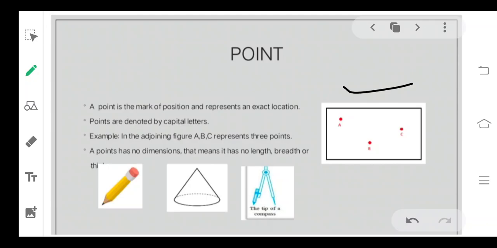Students, we are going to write it. We have to write point A, point B, point C. Students, for a better idea, you can see examples of a point here: the point of a pencil, the point of a cone and the tip of a compass. So it is called a point.